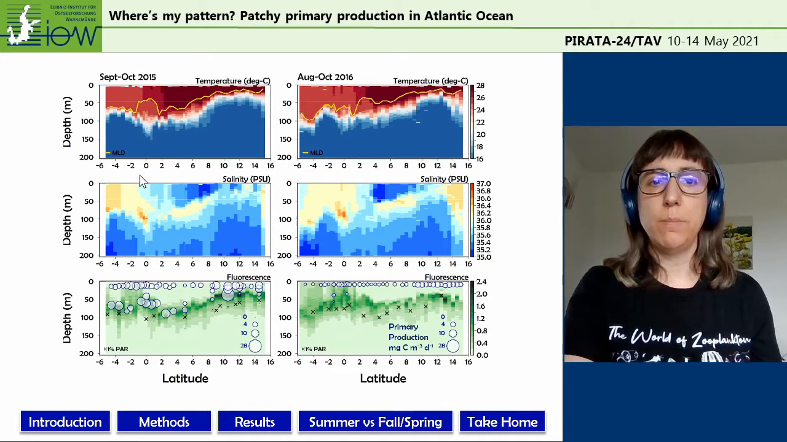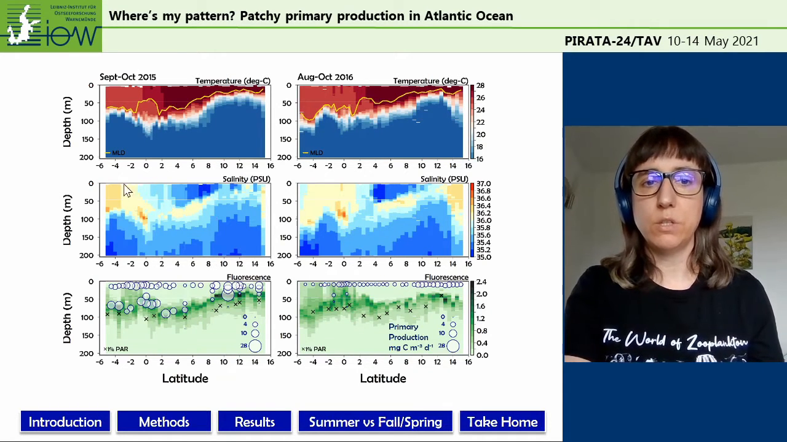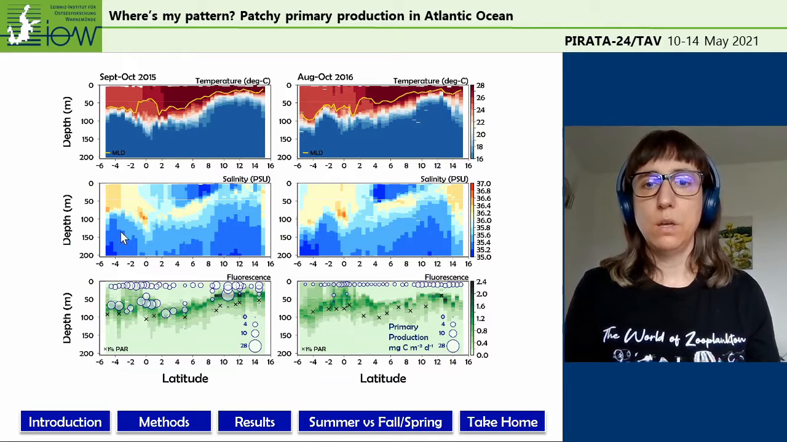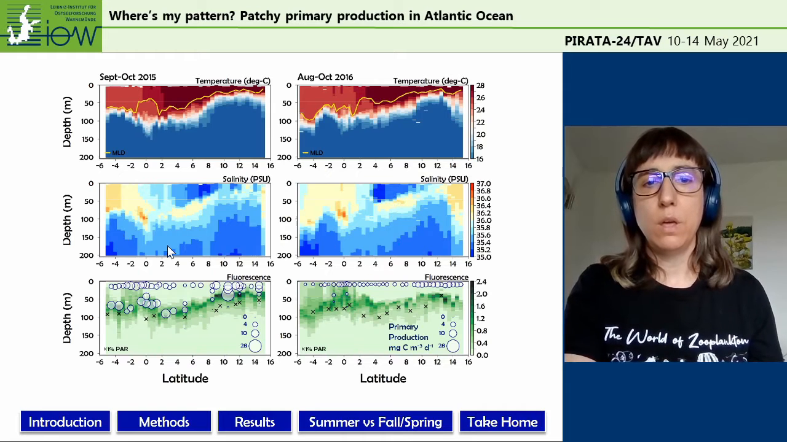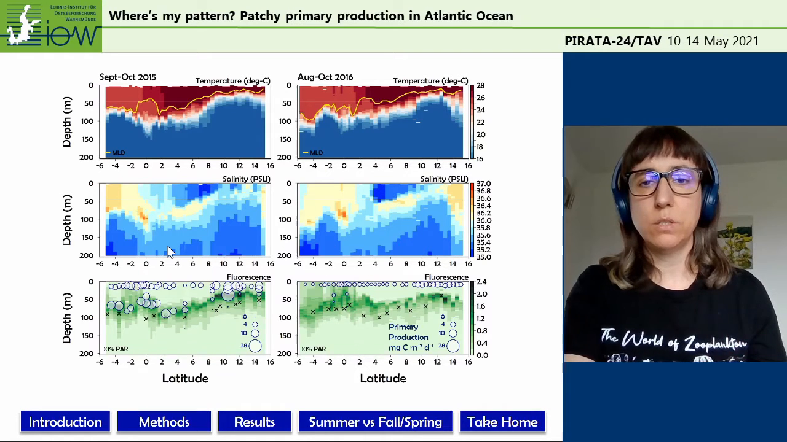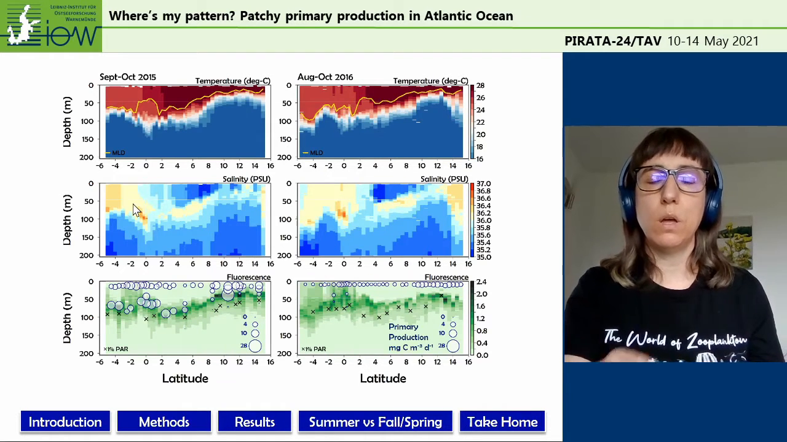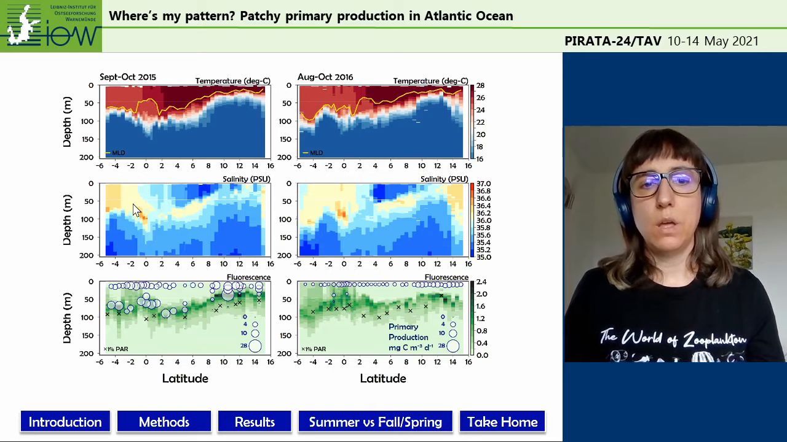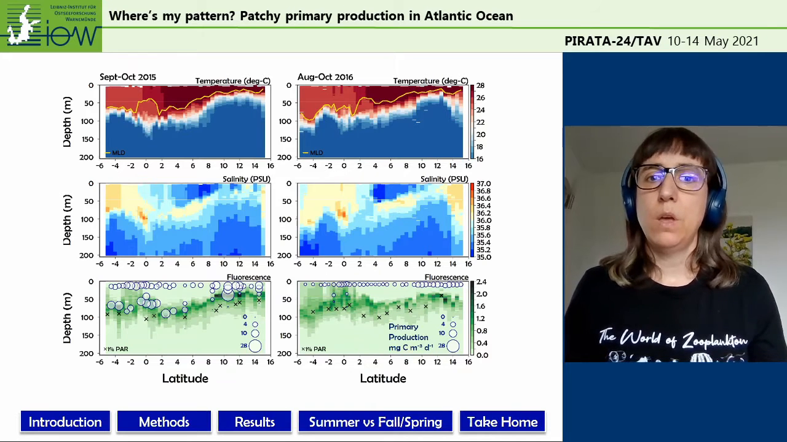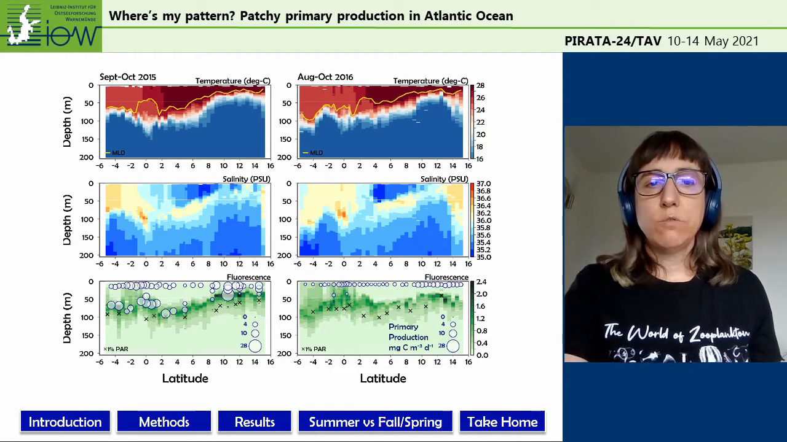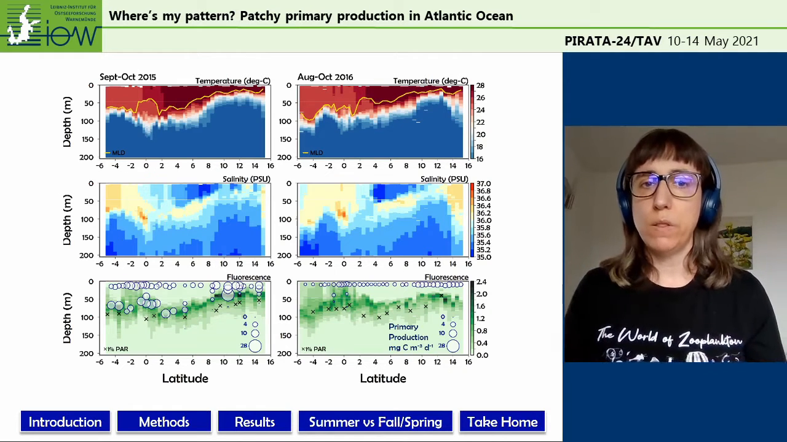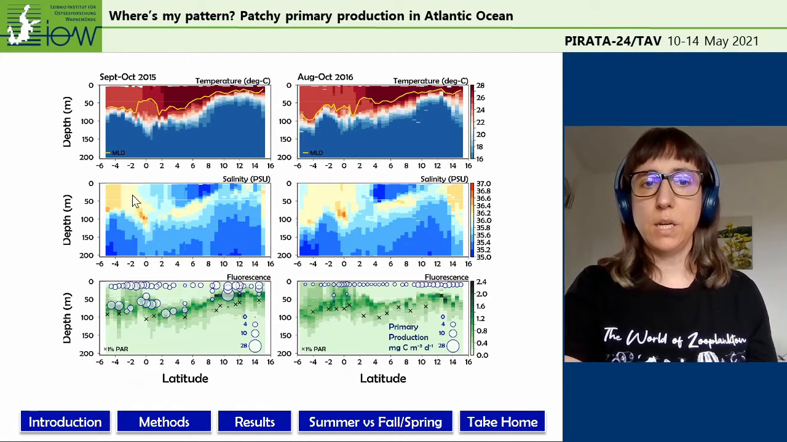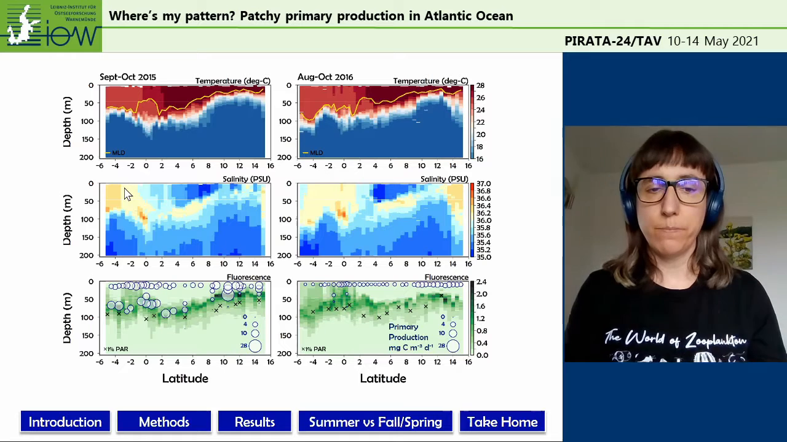In the salinity panels, you see these increases of salinity with depth that can be used as a proxy for the core of the North Equatorial Undercurrent here, around 5 to 6 north, and the Equatorial Undercurrent at the equator. It's interesting that in the region under the influence of the Equatorial Undercurrent, you see increases of salinity through the photic layer.